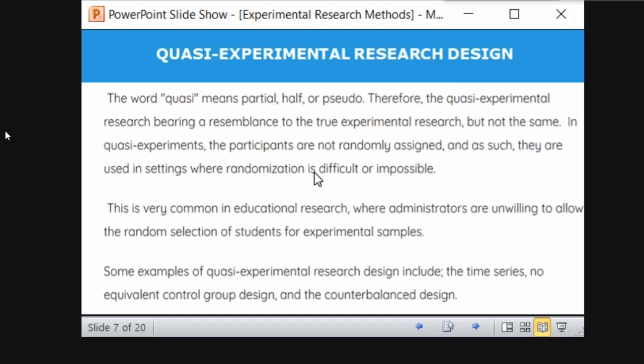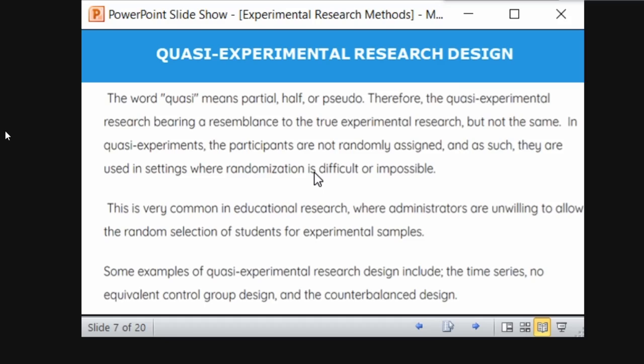Okay, quasi means partial, not fully, partial. Therefore, quasi-experimental research bears a resemblance to true experimental research, but is not the same. So it might have certain similarities to true, but it is not the same. In quasi-experiments, the participants are not randomly selected. So remember, they are not randomly selected, and they are used in settings where randomization is difficult or impossible. So participants are not randomly selected here, whereas in the true case, participants are randomly selected.